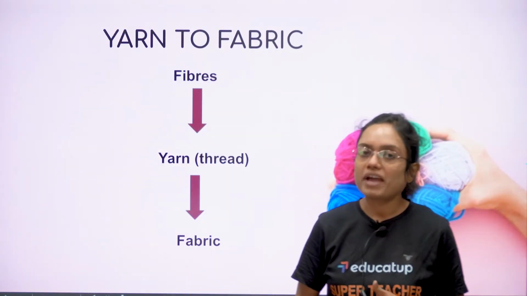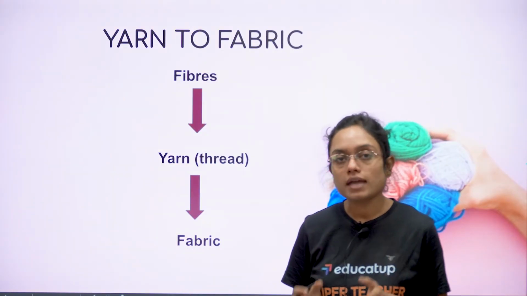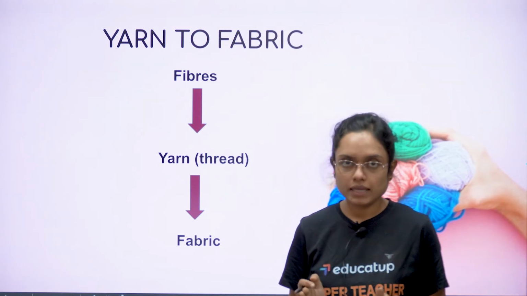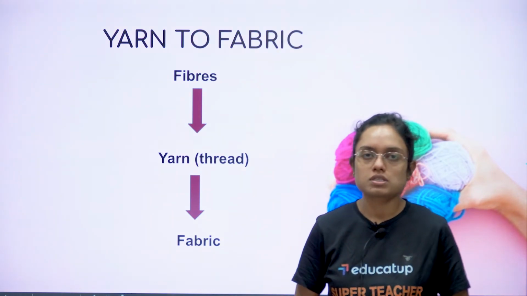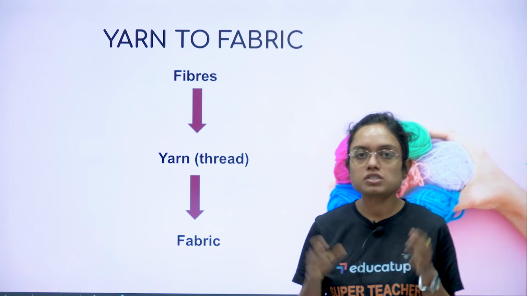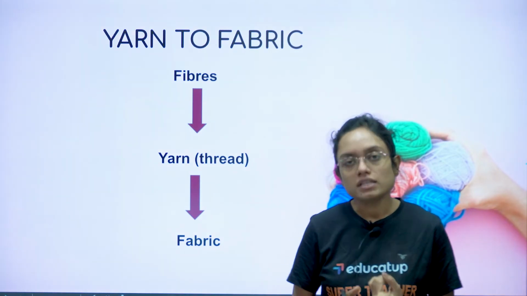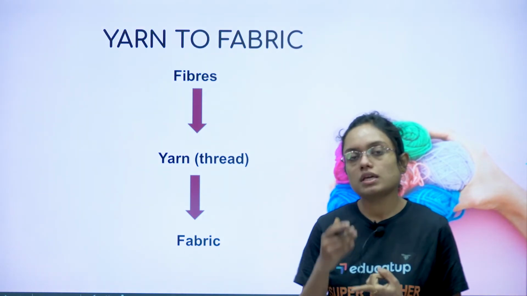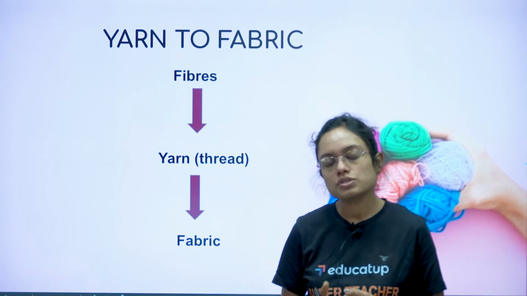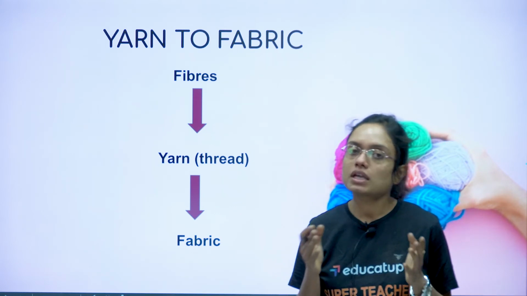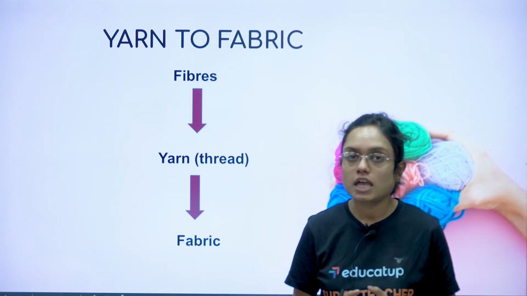Okay, now yarn to fabric. Yarn or thread or dhaga, सब एक ही बात है. There are different terms used for it. So, how yarn to fabric? First, you need to have the fibers. कॉटन के फाइबर्स हो सकते हैं, जूट के हो सकते हैं, वूल के हो सकते हैं, सिल्क के हो सकते हैं. किसी भी फैब्रिक के लिए हमें सबसे पहले फाइबर ही चाहिए.